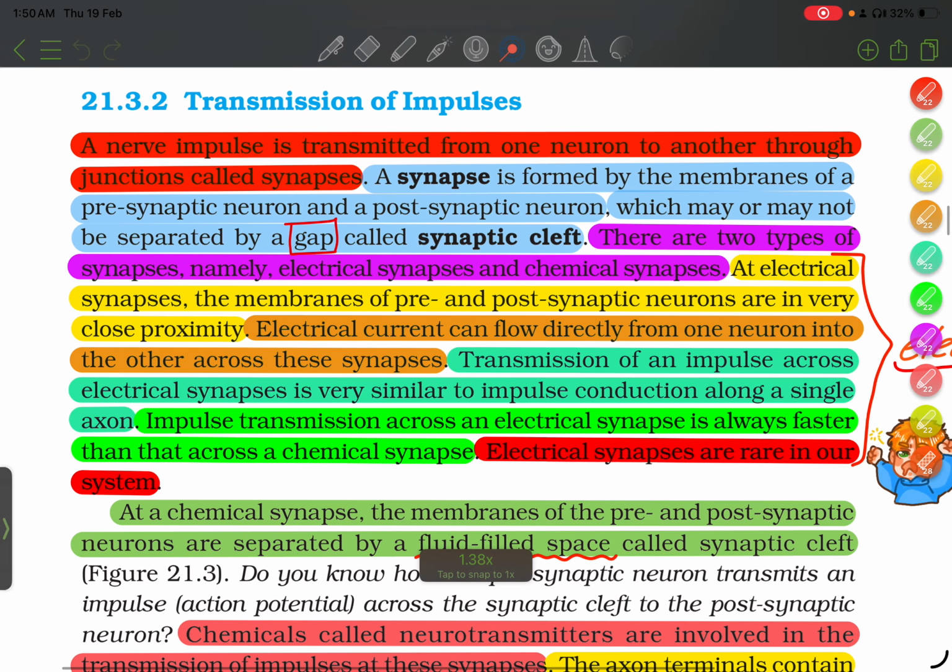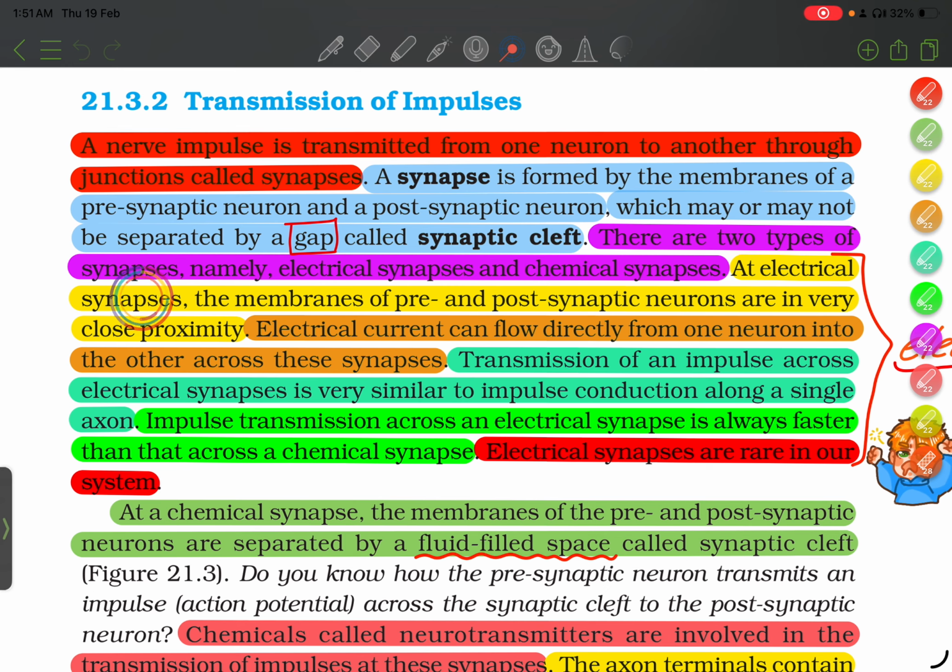Transmission of impulse. A nerve impulse is transmitted from one neuron to another through a junction called a synapse. A synapse is formed by membranes of a presynaptic neuron and a postsynaptic neuron, which may or may not be separated by a gap called the synaptic cleft. There are two types of synapse, namely electrical synapse and chemical synapse.